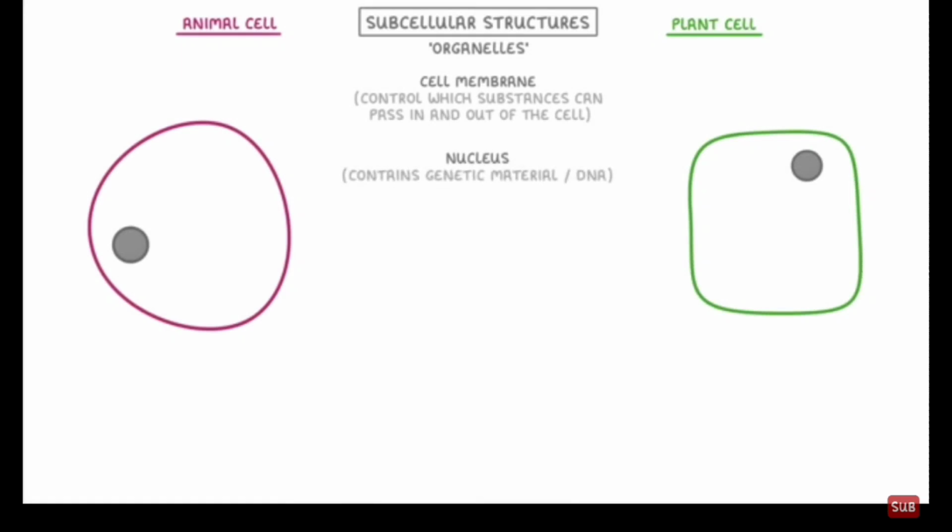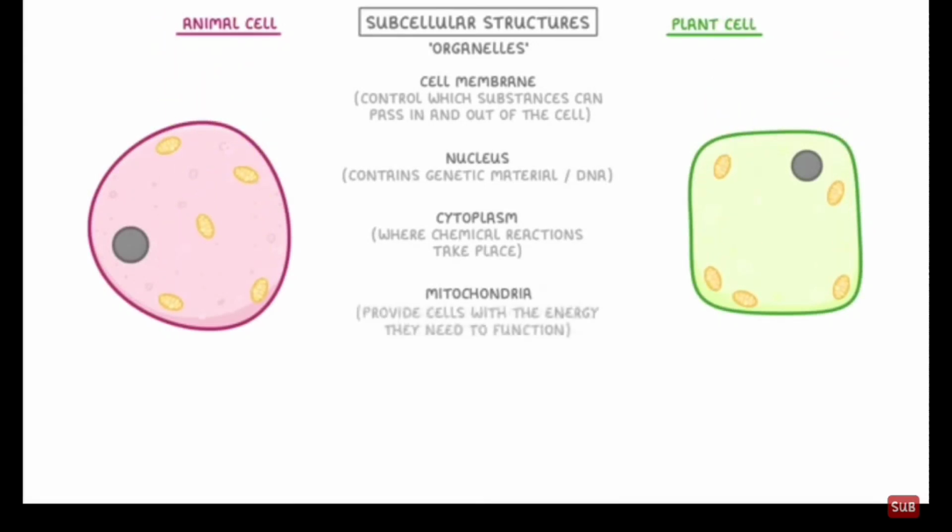They're also both filled with a gel-like substance called cytoplasm. This is what all the other subcellular structures sit in, and it's also where the chemical reactions take place. You can basically think of it like water filling a water balloon, but the consistency is closer to jelly. Next, they also have lots of mitochondria, whose job is to provide the cells with the energy that they need to function. We'll cover how this works in another video, but basically they break down sugars, like glucose, in a process called aerobic respiration, which releases energy that the cell can use.